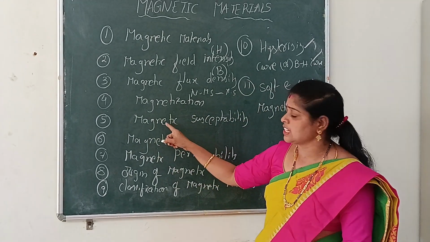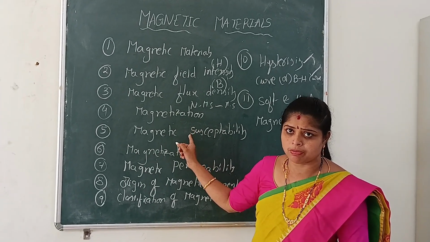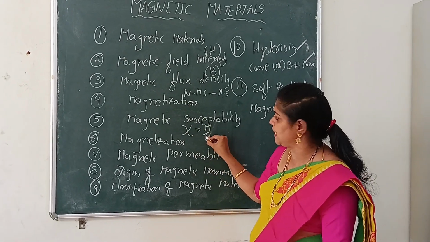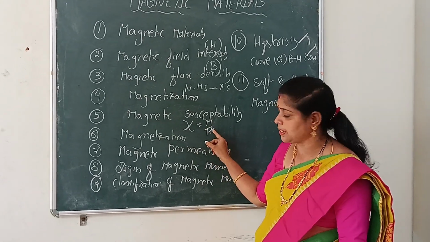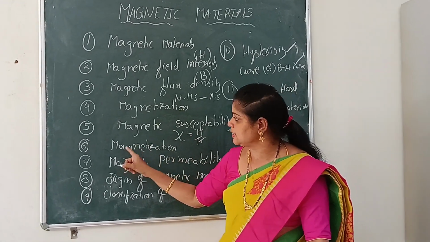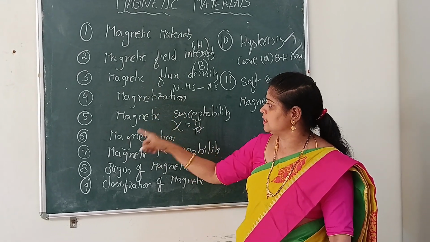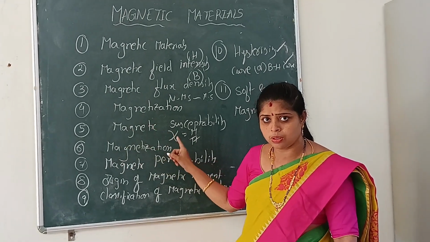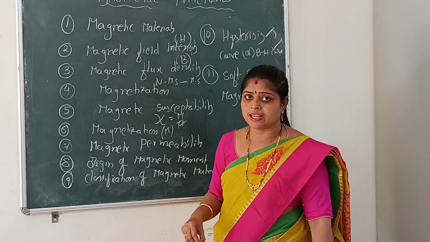And next one is susceptibility. What is the formula for susceptibility? Susceptibility, chi equals M by H. The ratio of intensity of magnetization to the magnetic field intensity is called magnetic susceptibility. Next one is magnetization. I have already discussed that it is the process of conversion of a non-magnetic substance into a magnetic substance, which is denoted as M.